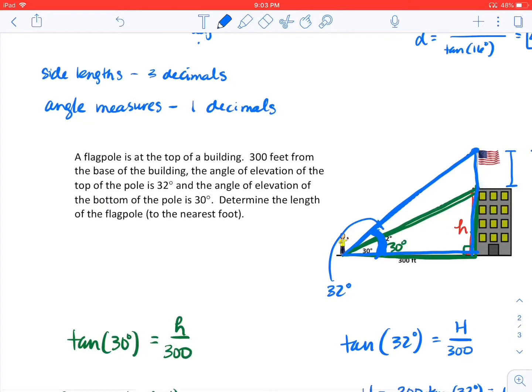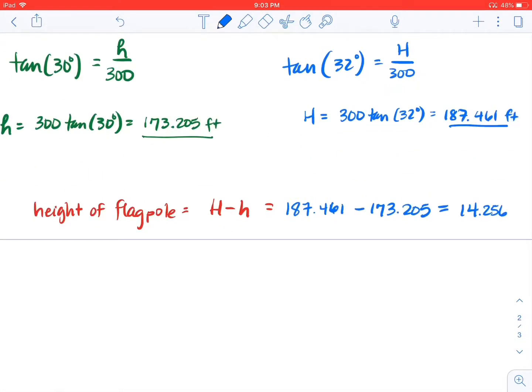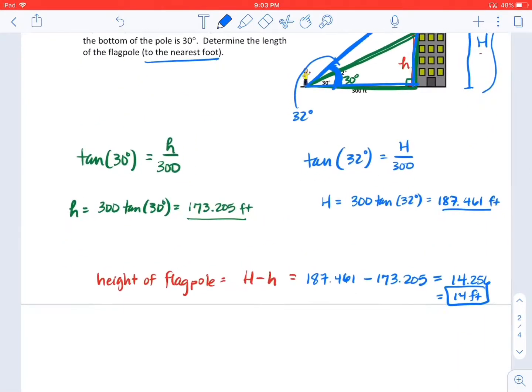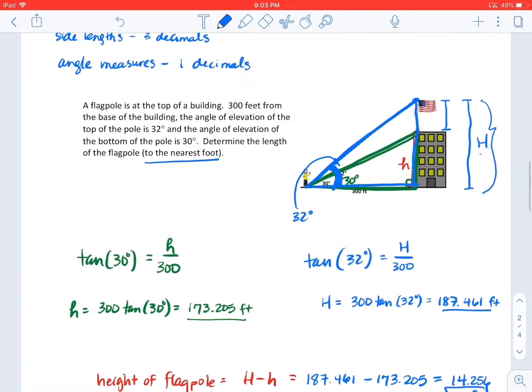The problem does indicate to round to the nearest foot, so this would be 14 feet. The height of the flagpole would just be 14 feet. If there are any questions regarding the angles of elevation problems that we might work, or angles of depression, which work functionally the same as long as you identify the correct angle of depression, then feel free to send out a question.